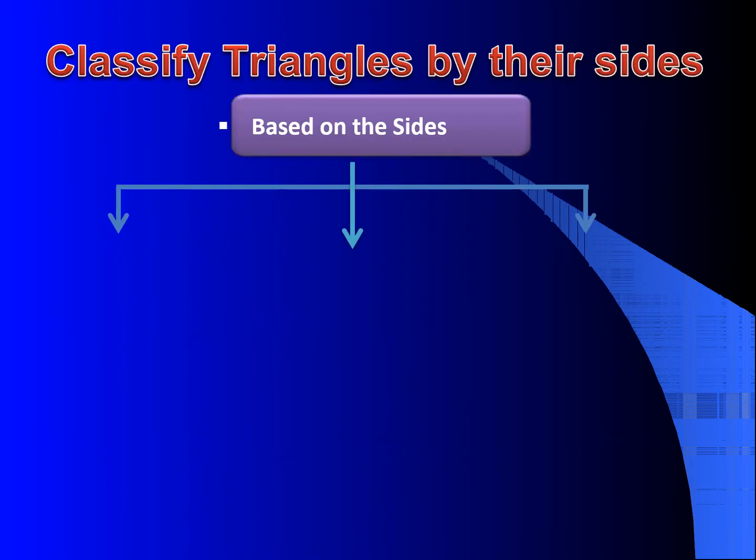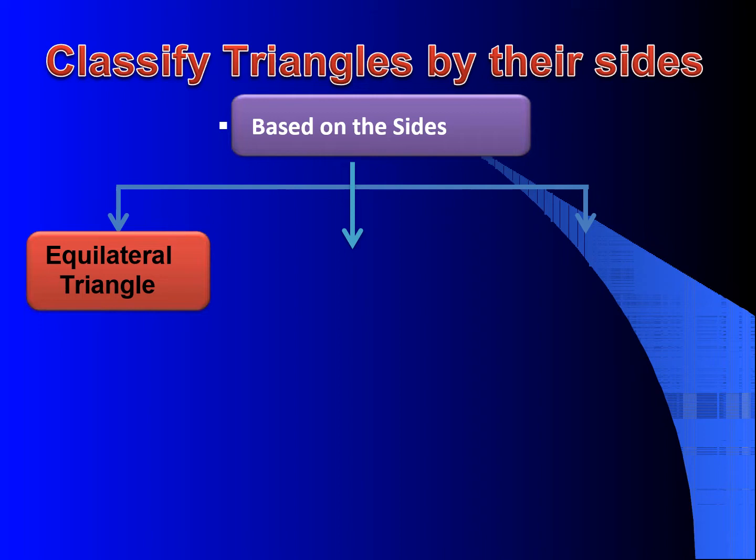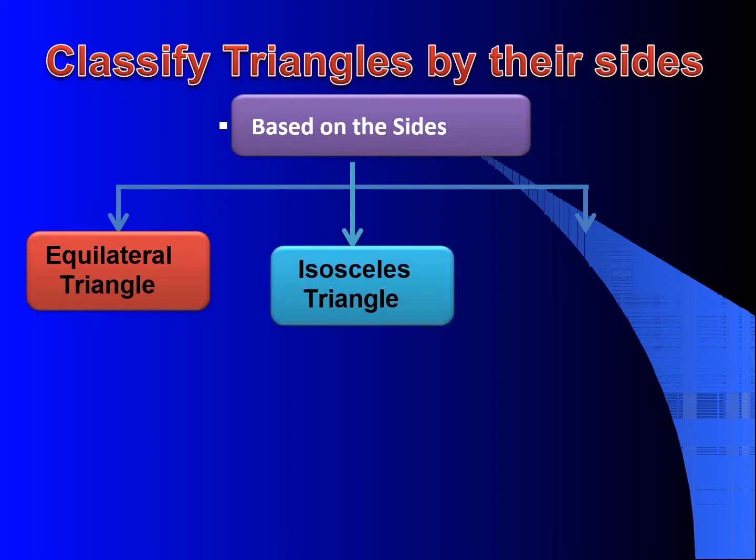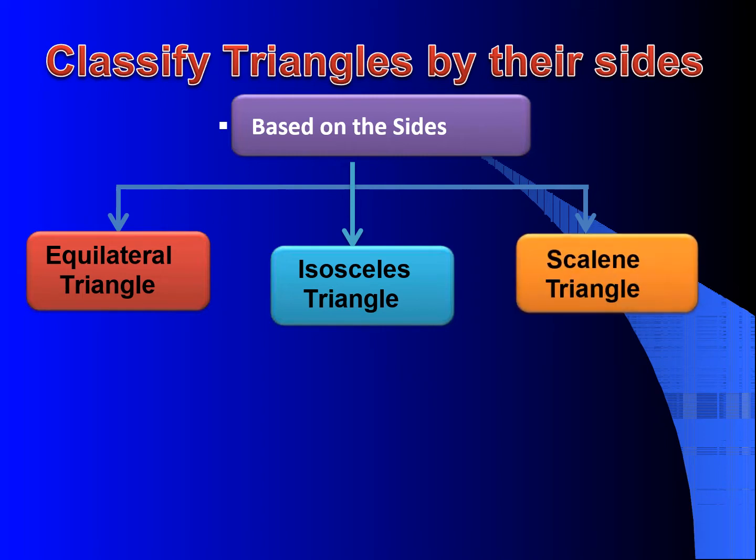After classifying triangles by their sides, there are three kinds. There are three types of triangles according to their sides. The first triangle is called an equilateral triangle. The second triangle is called an isosceles triangle. The third triangle is called a scalene triangle.